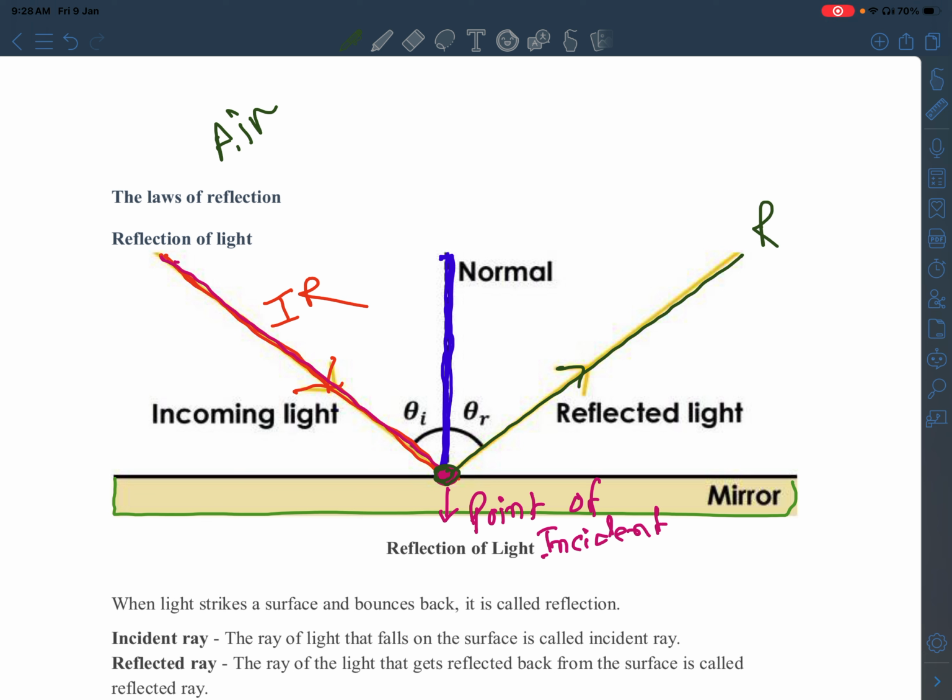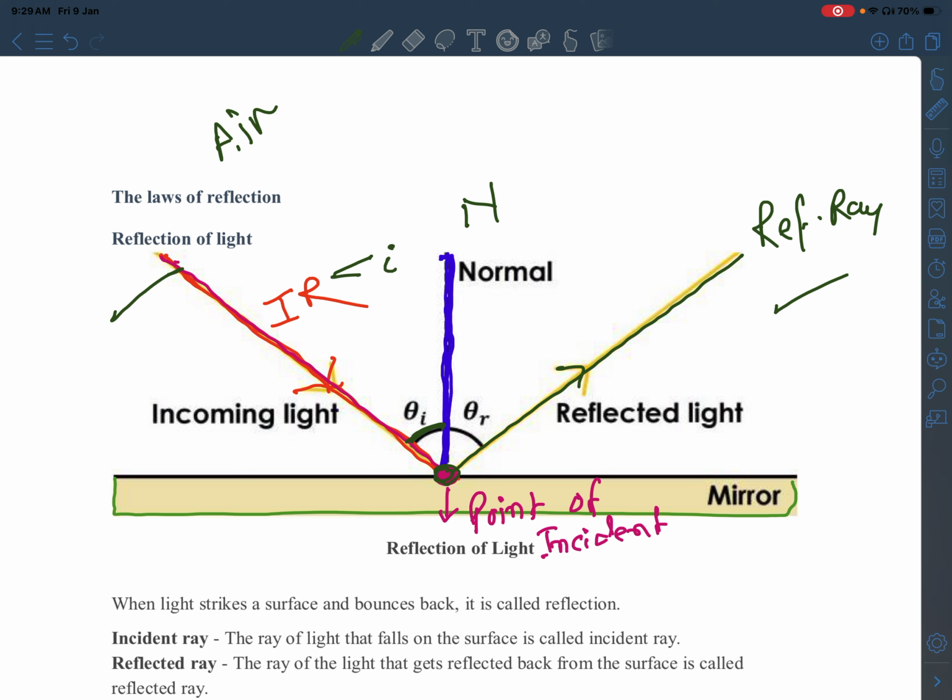This is called the reflected ray. Here we have the incident ray, normal ray and reflected ray. Now you can see that the incident ray forms an angle with the normal ray, and that is called the angle of incident.